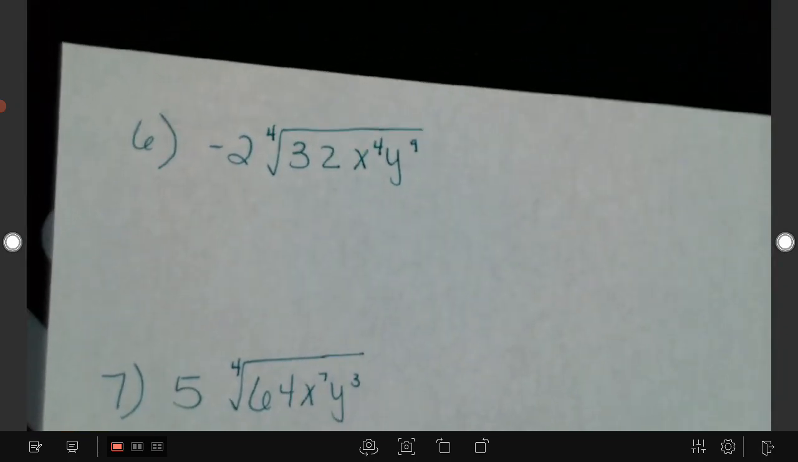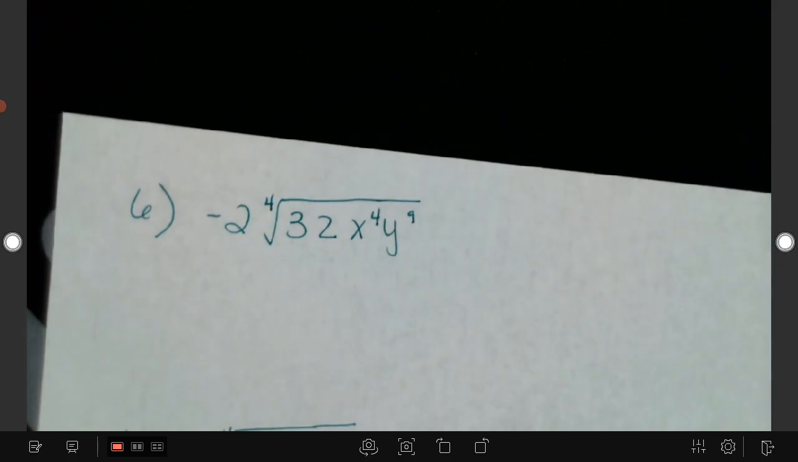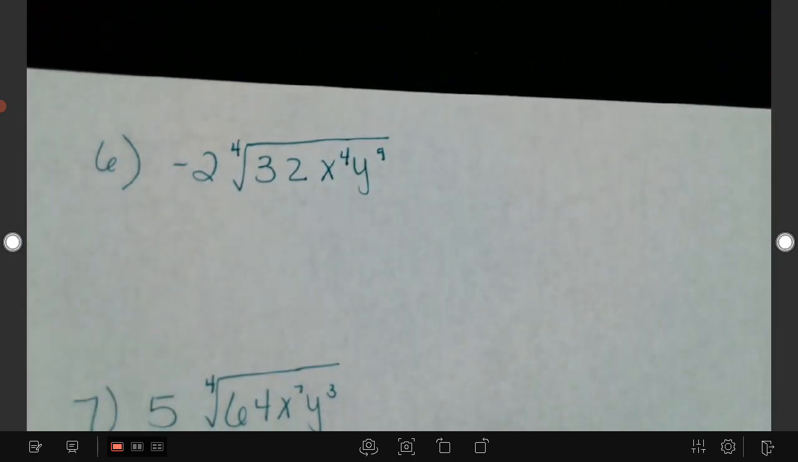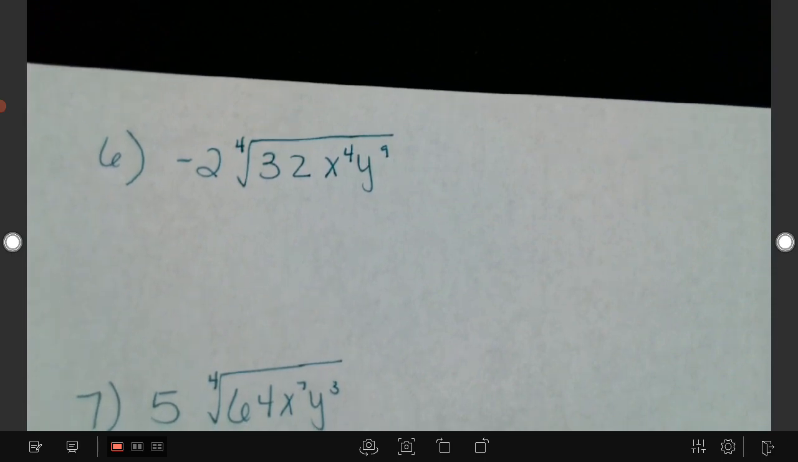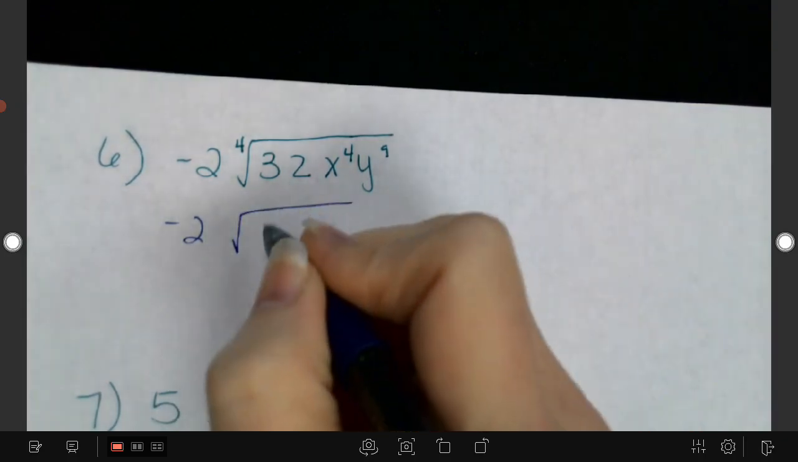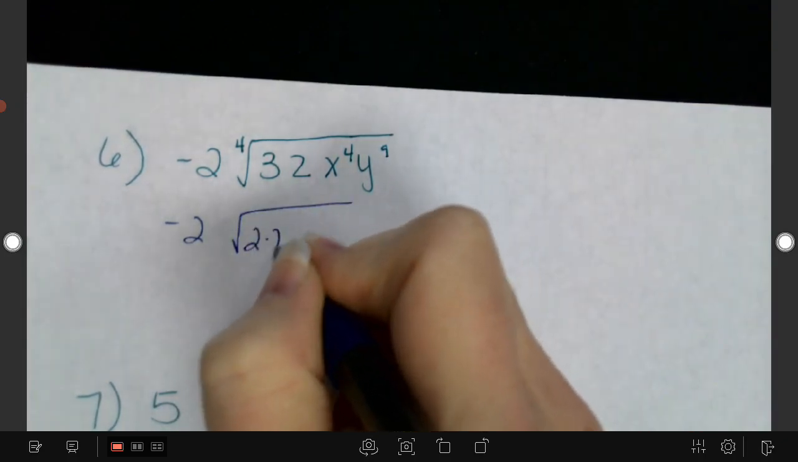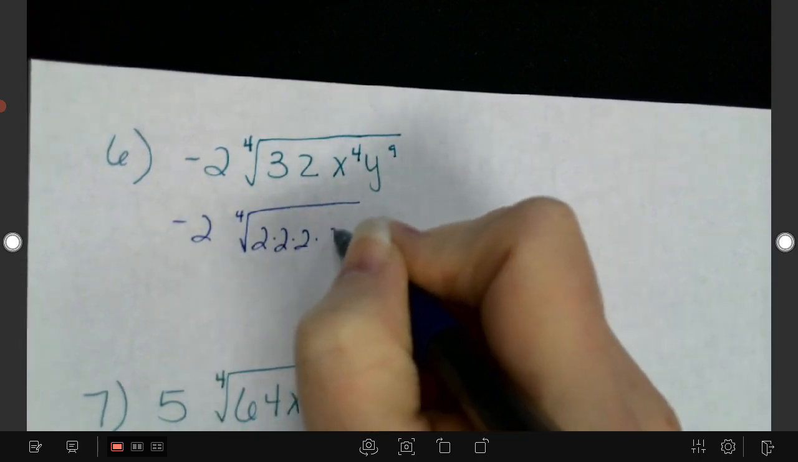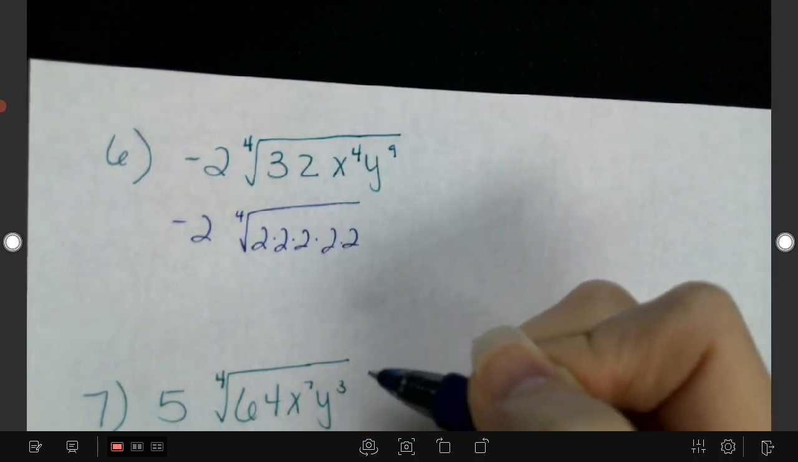We're looking at some fourth roots now. Number 6. So this has a -2 in the front. It's fine. Don't let it throw you for a loop. But when you do fourth roots, you are looking for 4 of the same thing. So the -2 stays out front. 32 is 5 2s. You're going to get to know this guy. Because think about it, that's 8 times 4. That's 5 2s make a 32.